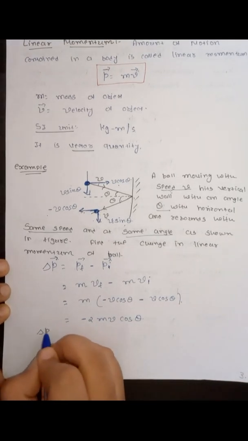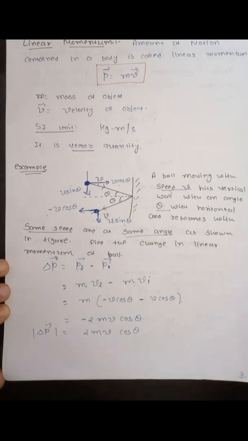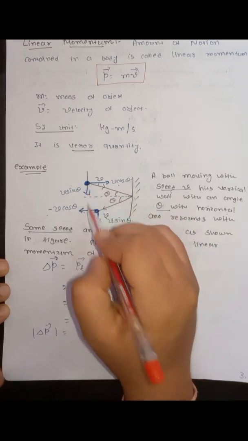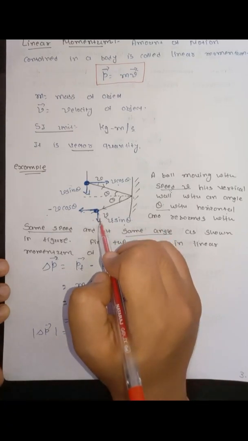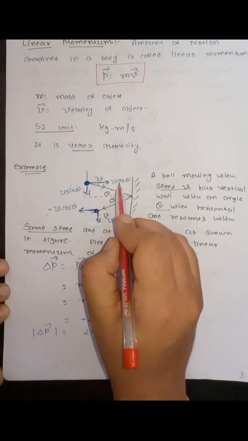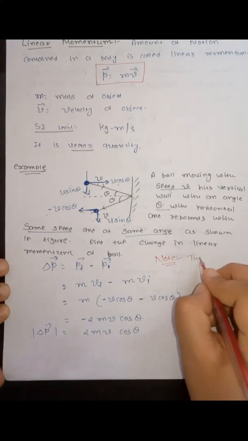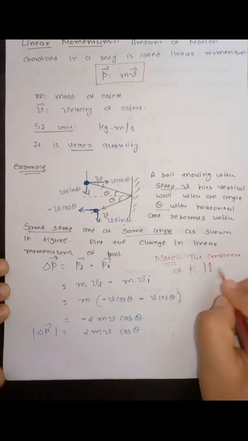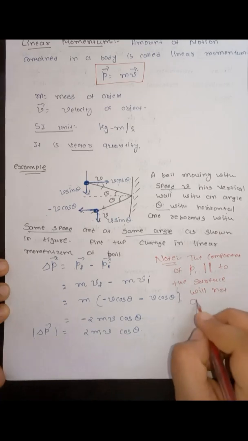If we take the magnitude of change in linear momentum, that will be equal to 2mv cos theta. Here keep this in mind that the component of momentum or the component of velocity parallel to the surface does not change. Your wall is vertical, so the vertical component of momentum is not changing, but the normal component to the surface will change. So note, the component of linear momentum parallel to the surface will not change.